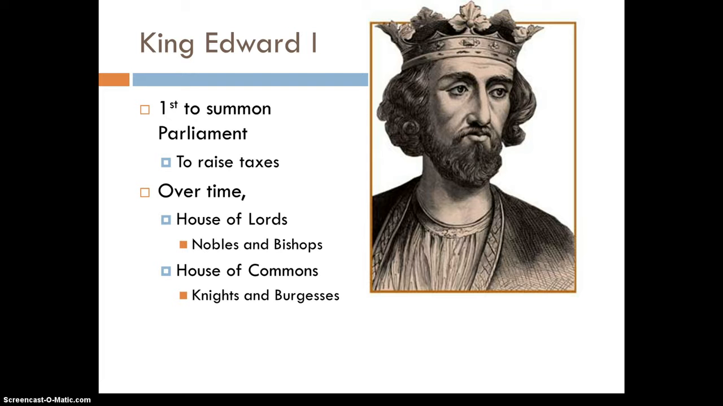They met in two groups. One was the House of Lords, and one was the House of Commons. The House of Lords included the noblemen and the bishops, and the House of Commons included knights and burgesses, and together they would decide whether or not to allow the king to raise taxes. So you see that the power of the king is now very limited.